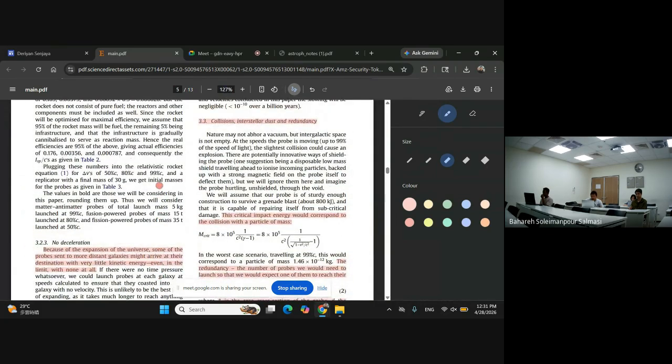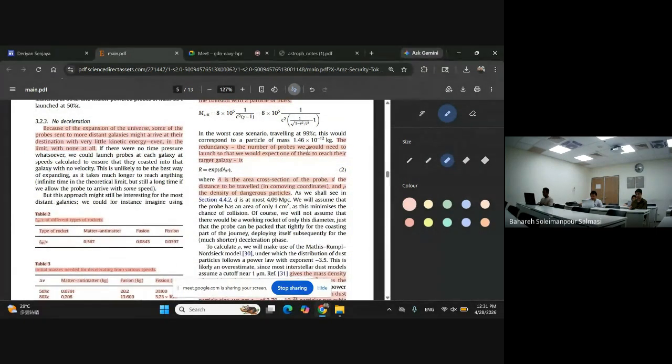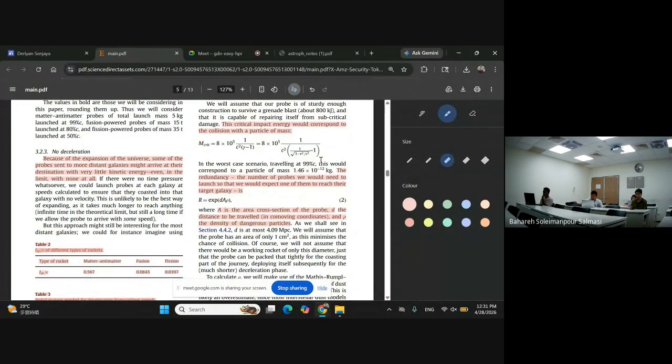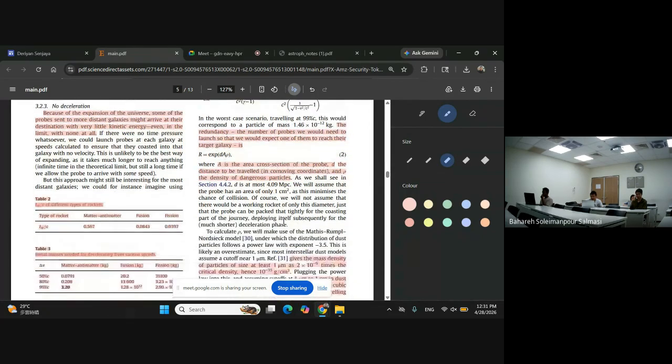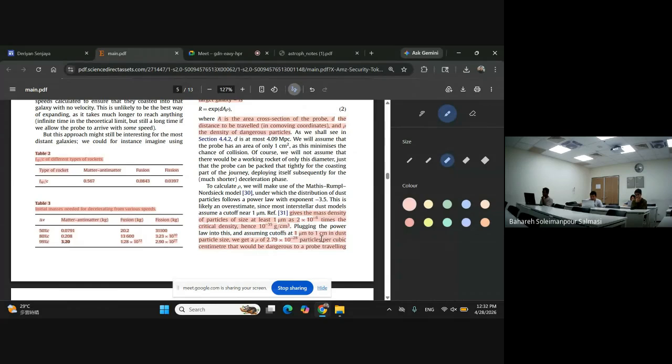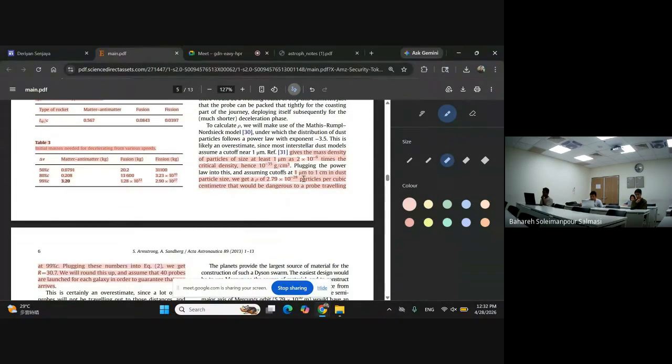And they also counted the collisions, interstellar dust, and redundancy, because when you send the probes, collisions may happen. So they set the critical impact energy that could be caused by the collisions. It's about here. So the critical density is 10 to the minus 35 grams per centimeter cubed.